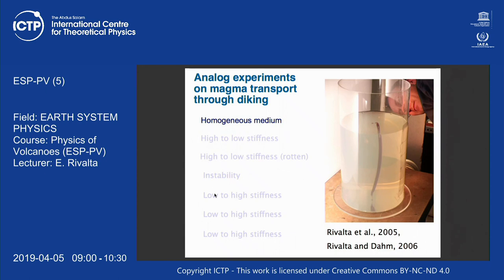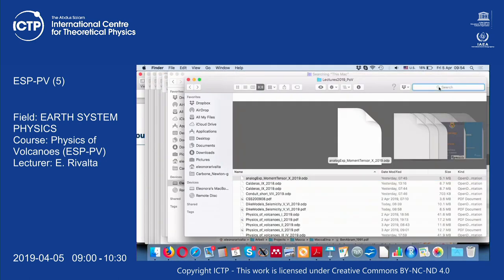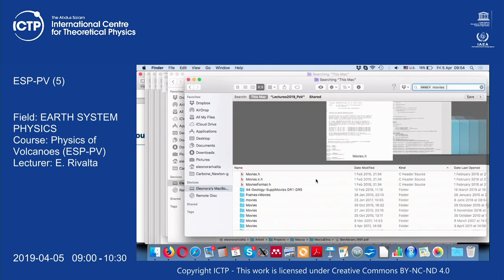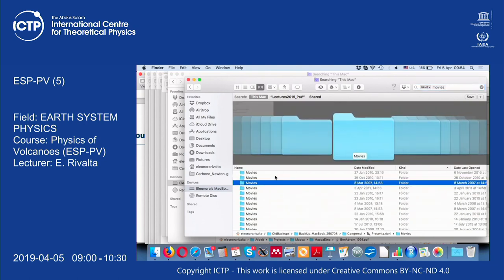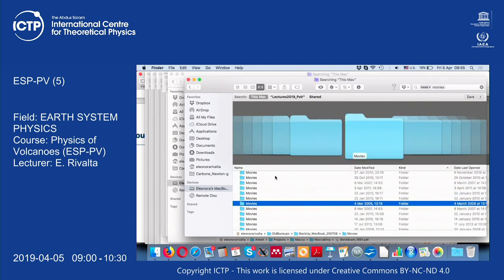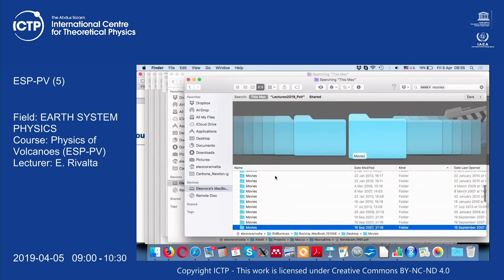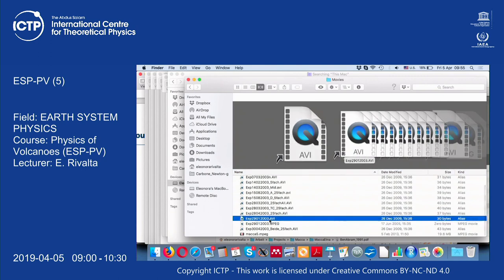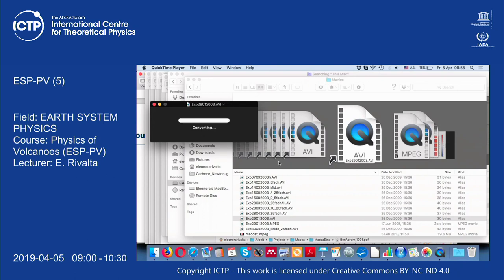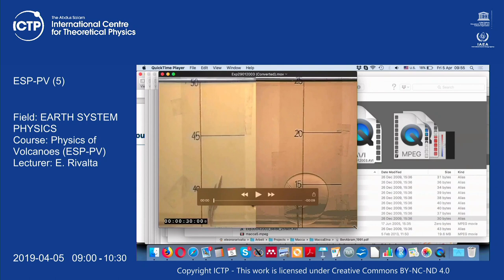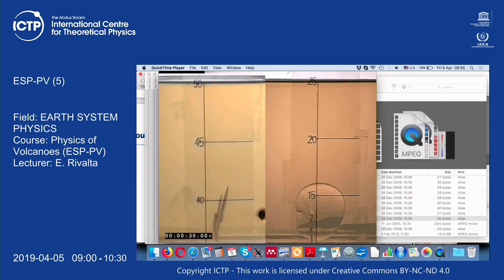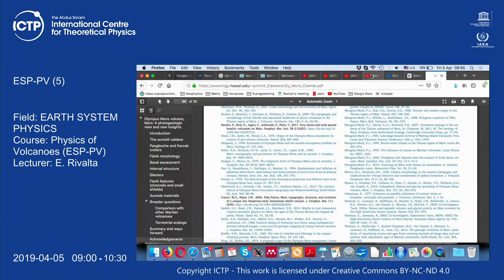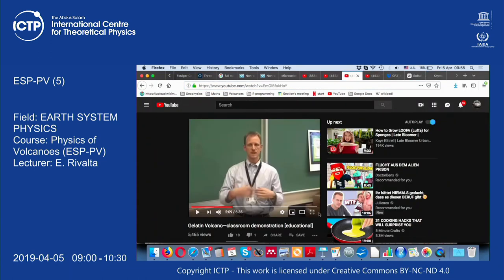Okay, so now, in this half an hour, I will show you some gelatin experiments. Don't know if they work from here. Otherwise, I need to open them. Okay, I'll show you first this one. So how are these experiments done? Actually, before showing this movie, I'll show you another one on the web that I found yesterday, because it gives a lot of explanations.